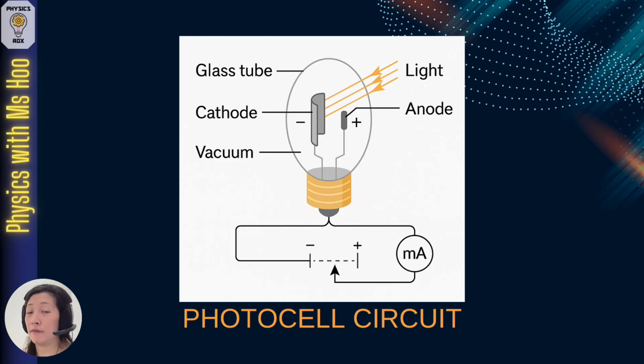So this is an example of a very simple photocell circuit. We have here the power supply connected to the milliammeter for us to be able to observe the value of the current. And in here, you have a cathode, which is basically the light-sensitive metal. And when light is shone onto this cathode, photoelectrons will be released and will then travel towards the anode, therefore completing the circuit. So this is a very basic setup of a photocell circuit.